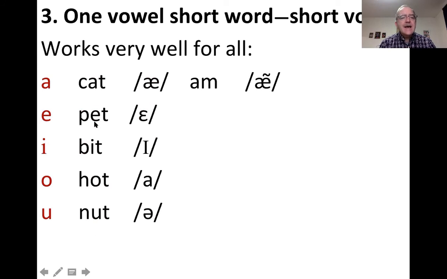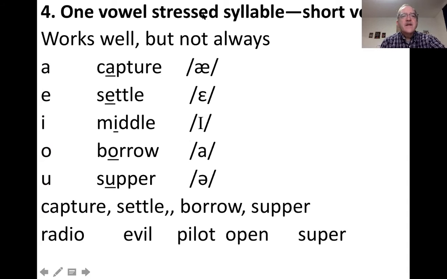A, e, I, a. Now here you have the a, but it's before the M. If you have a before M or N, it gets into the nose. It's called nasal. Am, okay? My name is Danny. My name's not Danny, it's Danny, okay? Okay, the one vowel stressed syllable, this is with the long words, okay? Long words, 2 syllables or more. It works well, but it doesn't always work.